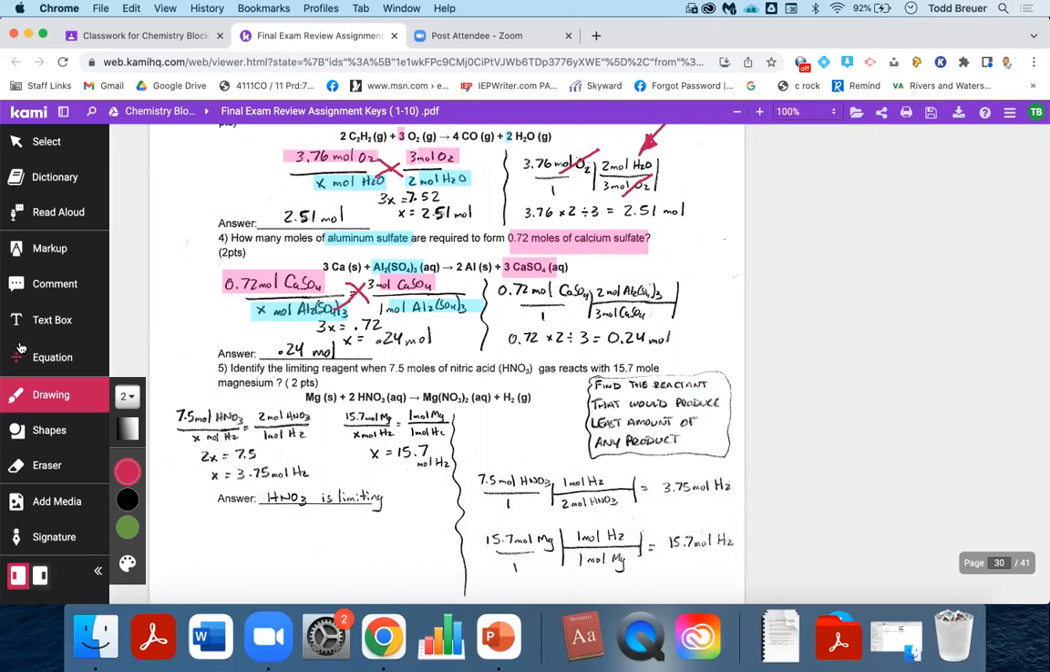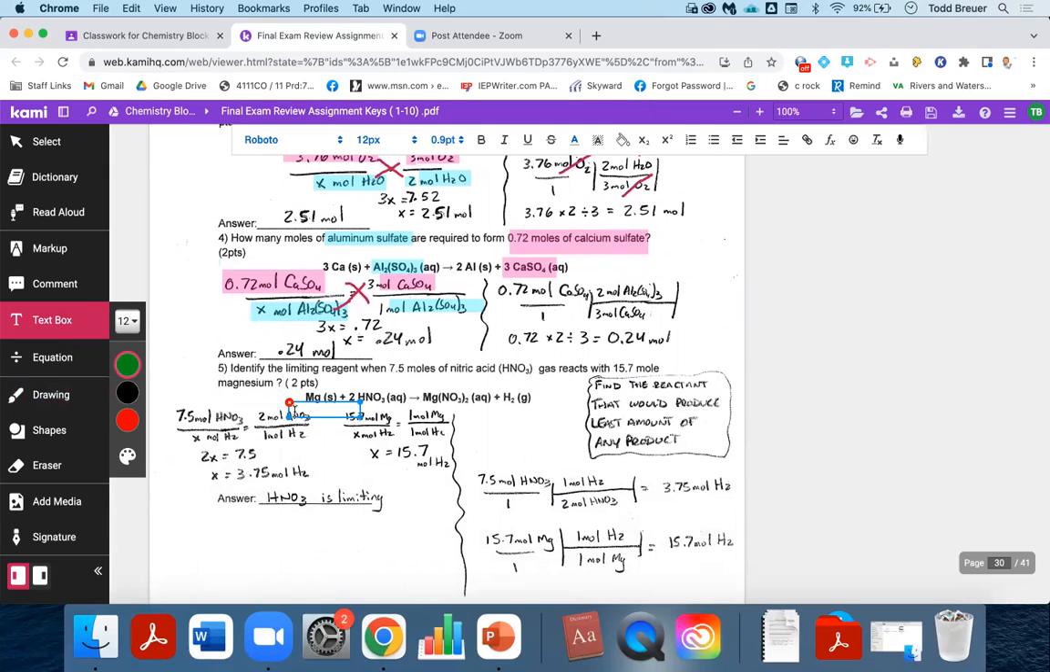So in number 5, it's asking us to identify the limiting reagent. So let's just quickly review that. Basically, these words say that there are 2 piles of chemical reactants, 7.5 moles of nitric acid. I'm putting a little 7.5 there.